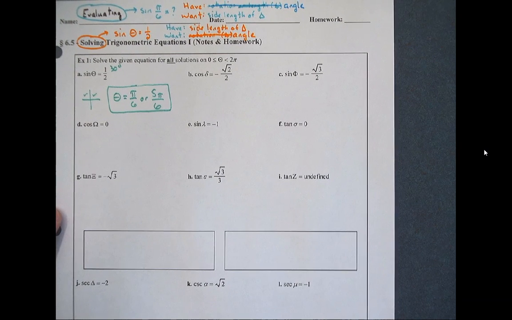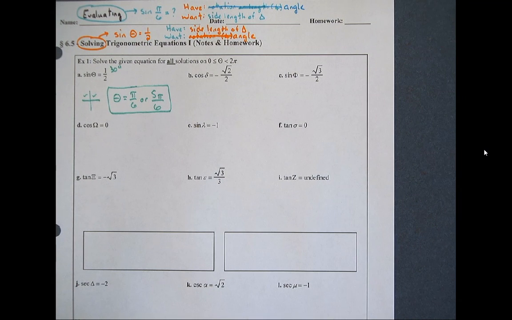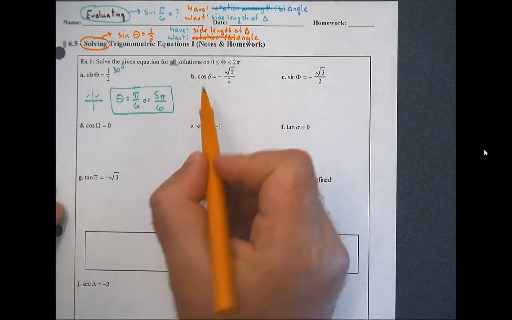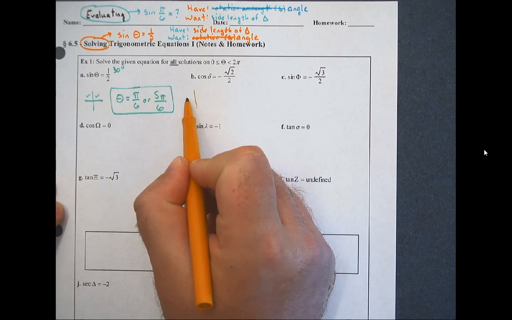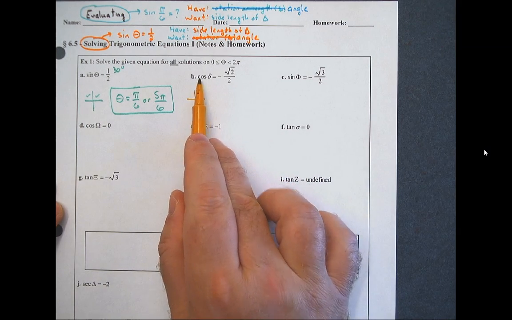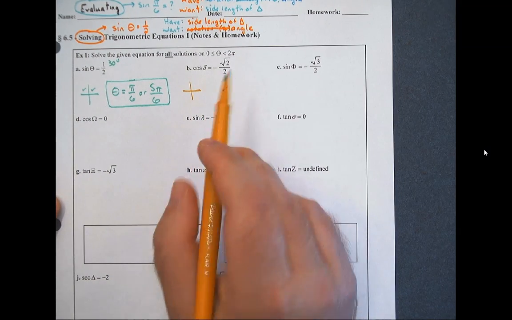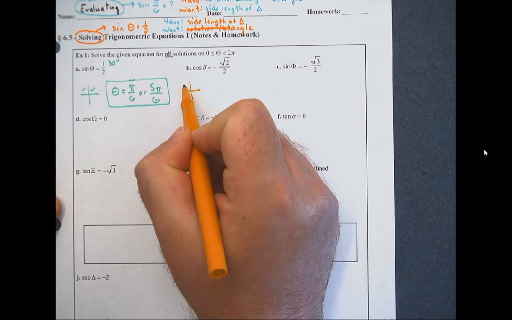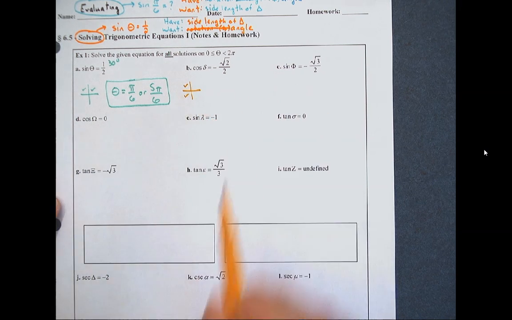All right, let's try another one. So cosine of delta is equal to negative square root 2 over 2. I don't care about the square root 2 over 2 part right now. I just care that cosine is negative. So cosine is negative. That's basically saying x is negative. X is negative in these two quadrants.